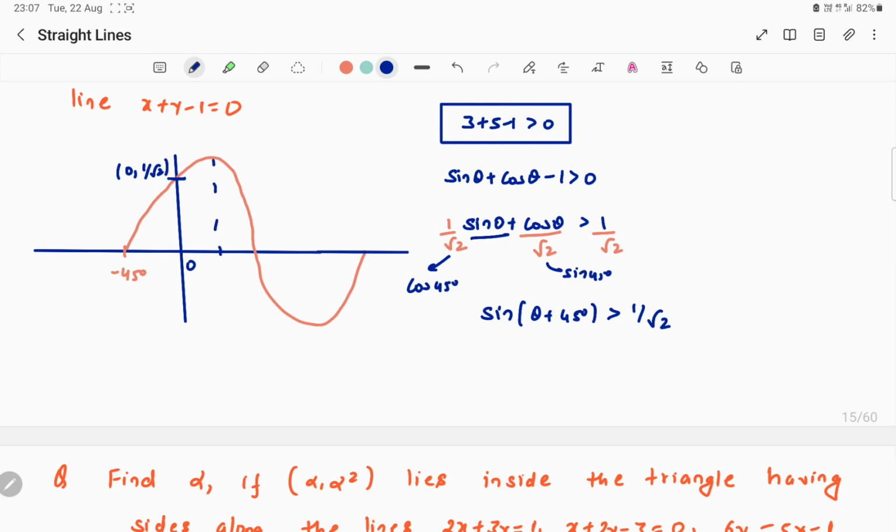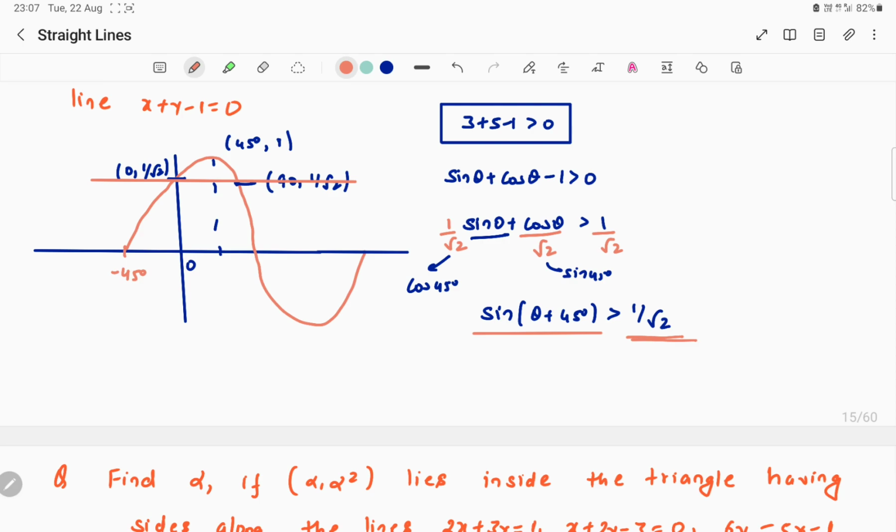What is this angle? This angle will be 45 degrees, because when you substitute 45, 45 plus 45 is 90, and the value will be 1. Similarly, this coordinate is going to be 90 degrees and 1 by root 2. Why I wrote all these values is because you are solving, this is one function and this is another function. So you draw the line y is equal to 1 by root 2.